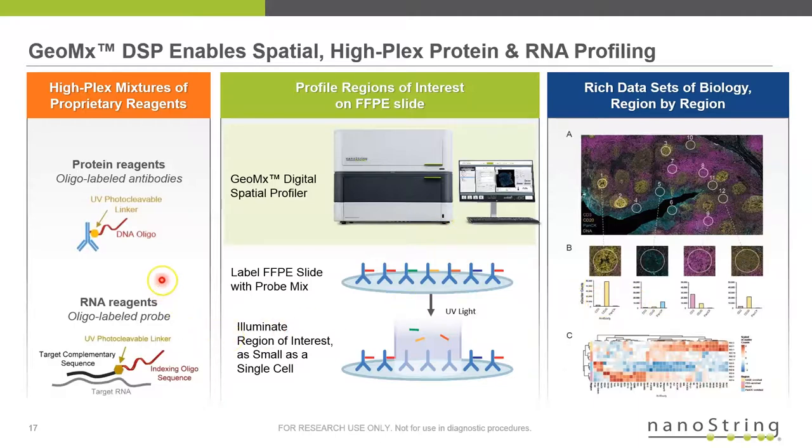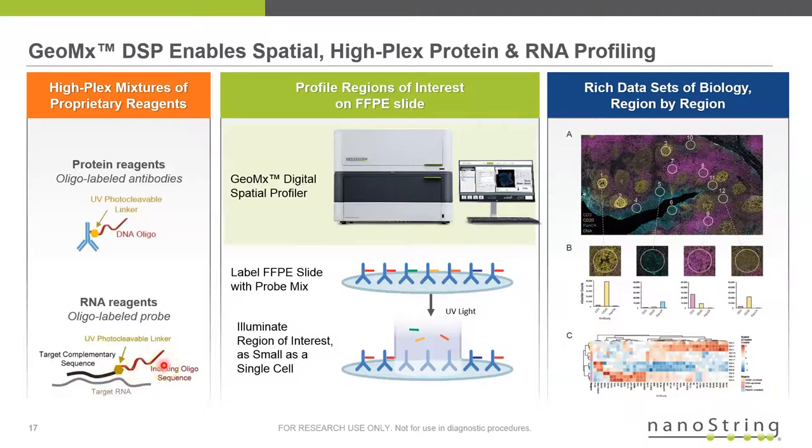So in terms of reagents, we analyze either protein or RNA. Starting with protein, we use IHC-validated antibodies, and on each antibody, we tag it with a unique UV cleavable DNA barcode, shown here. We can do the same for RNA, so we take in situ hybridization probes, and we attach to each probe a unique UV cleavable DNA barcode.